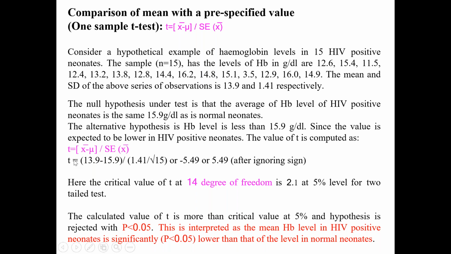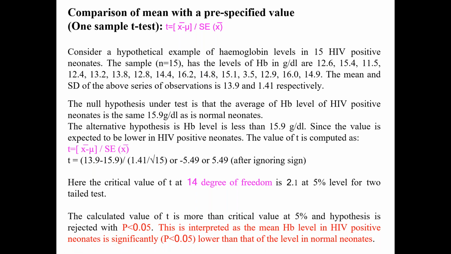So the computed t value is: 13.9 is the sample mean, and from the population, the neonate value is 15.9. The standard error is given by standard deviation divided by the square root of n. The standard deviation value was 1.41, and here n is 15, and so it is coming out in terms of minus.